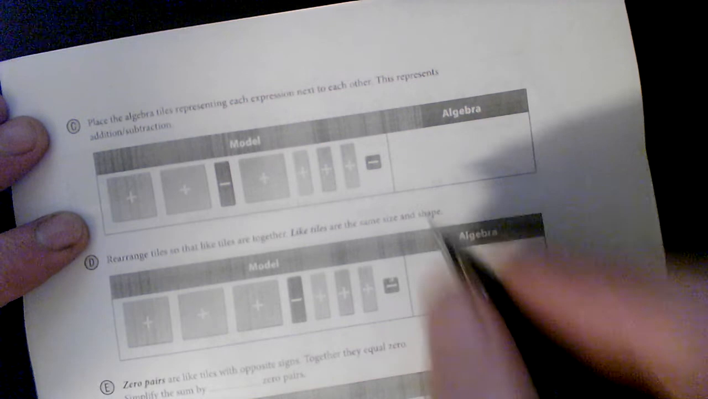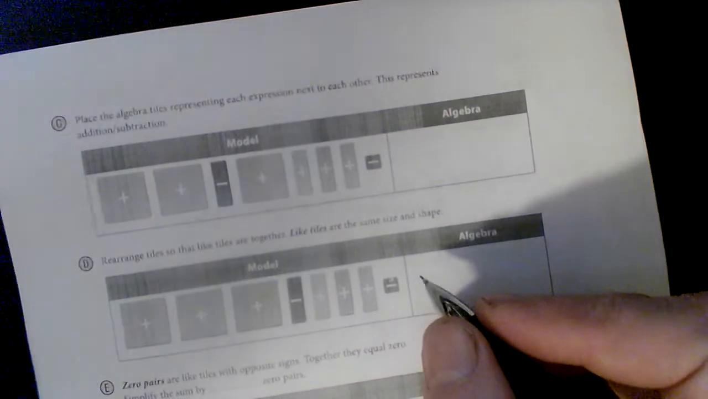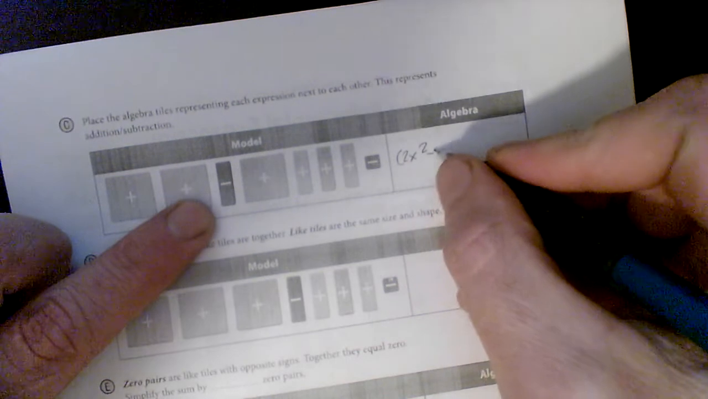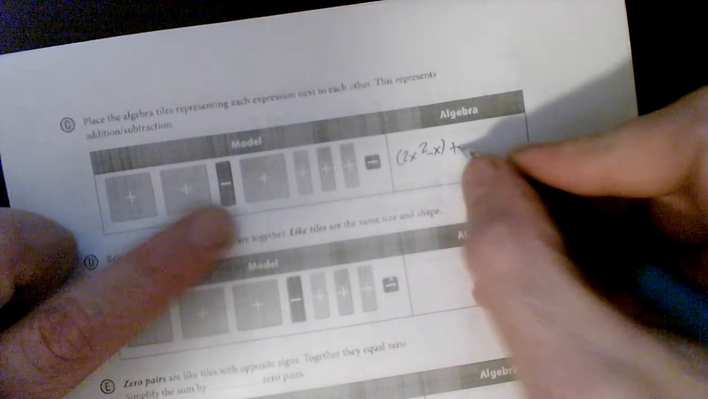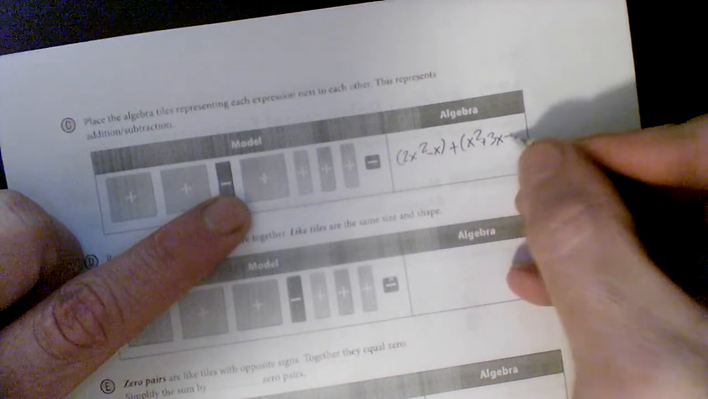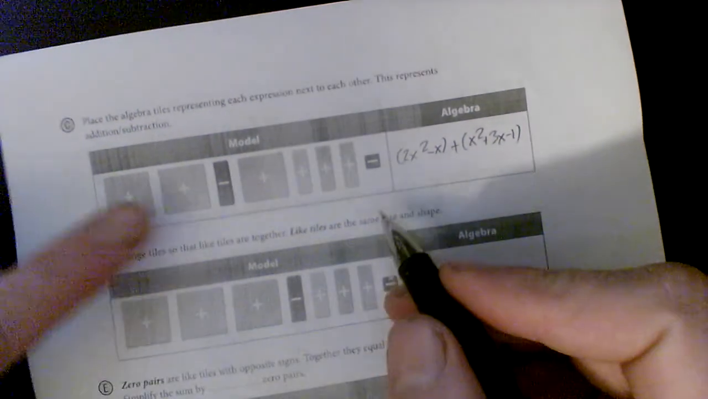So if we go here, place them next to each other, and if we do, we can see that it looks like they could be reorganized here, couldn't they? We can see that it does. We still have our 2x squared minus x, right? And then plus, here's our x squared plus 3x minus 1, right? There's our 2x squared, there's our minus x, and over here is our x squared plus 3x minus 1.